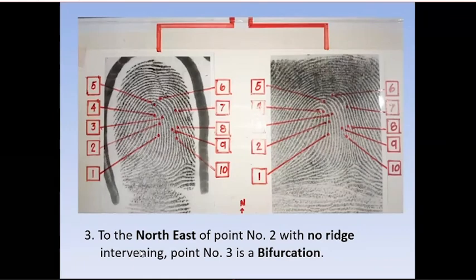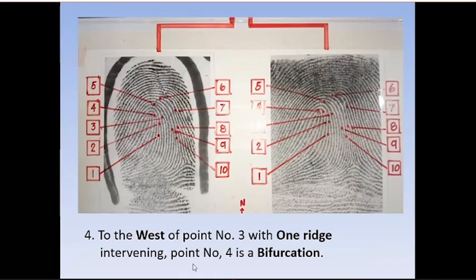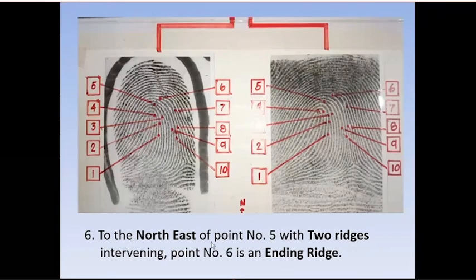To the northeast of the point number 2 with no intervening ridges, point number 3 is a bifurcation. To the west of the point number 3 with one ridge intervening, point number 4 is a bifurcation. To the north of point number 4 with one ridge intervening, point number 5 is a bifurcation. So, ganun ang pag-explain yan, diba? To the northeast of point number 5 with two ridges intervening, point number 6 is an ending ridge.